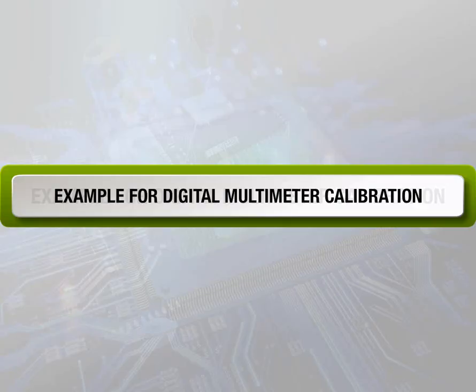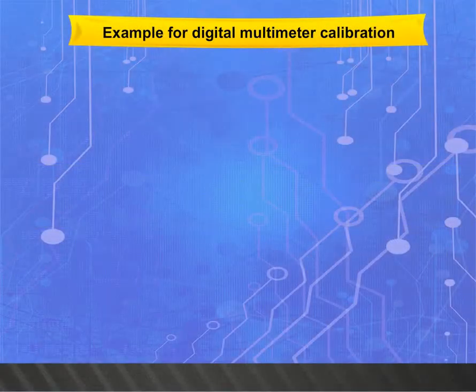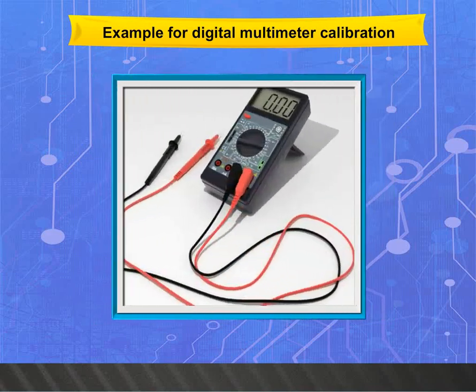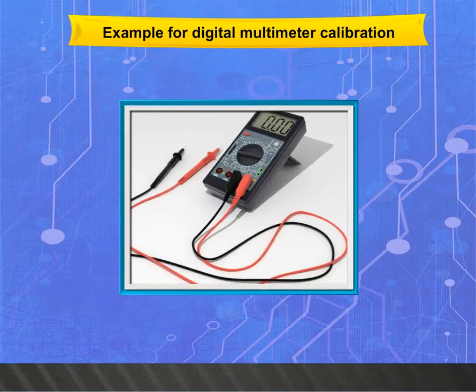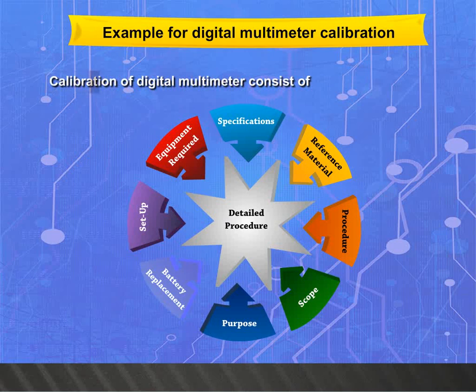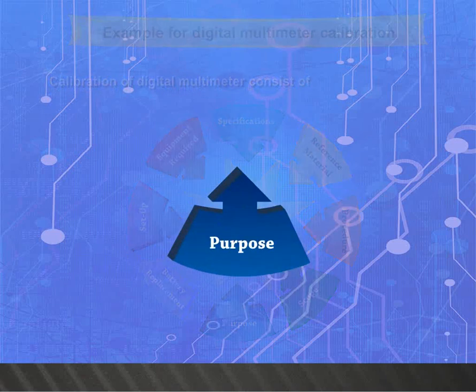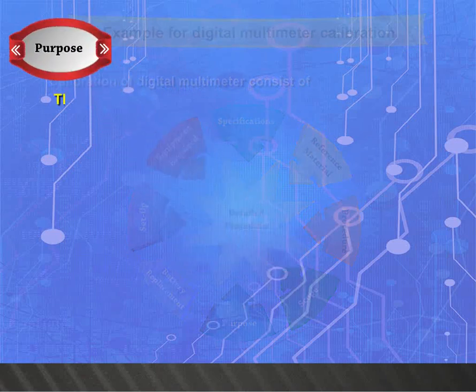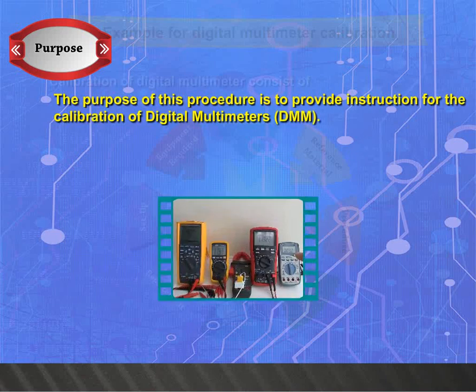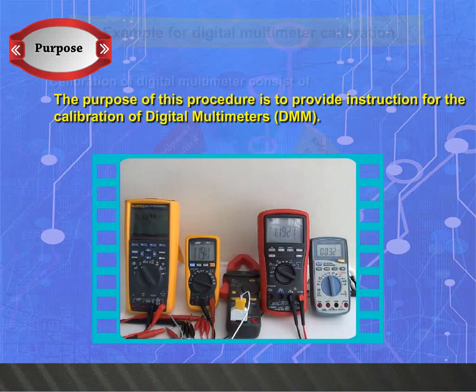Example for digital multimeter calibration. In this video, we are going to see an example for digital multimeter calibration. Calibration of digital multimeter consists of purpose, scope, procedure, reference material, specifications, equipment required, setup, battery replacement, detailed procedure. Purpose. The purpose of this procedure is to provide instruction for the calibration of digital multimeters, DMM.